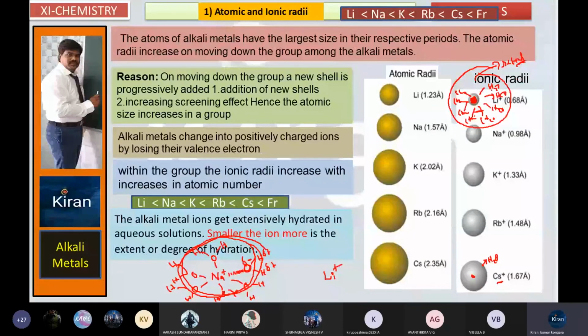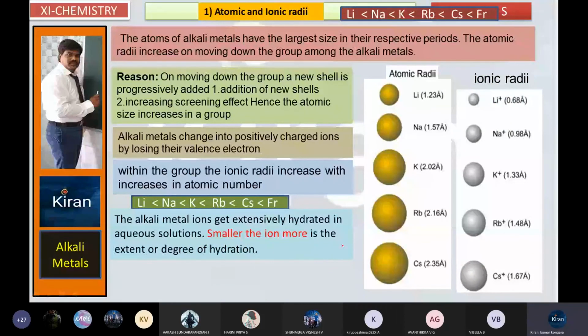So the hydration energy gradually increases or decreases. Lithium has high hydration energy because more water molecules are attracted to this lithium ion, but cesium has low hydration energy. So that point only I am explaining here. The alkali metal ions get extensively hydrated in aqueous solution. Smaller the ion is, more the extent of degree of hydration. Okay, this is about atomic radius and hydration energy.